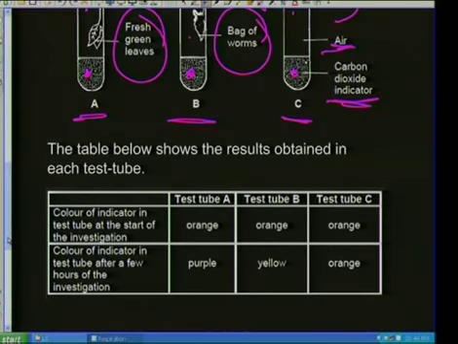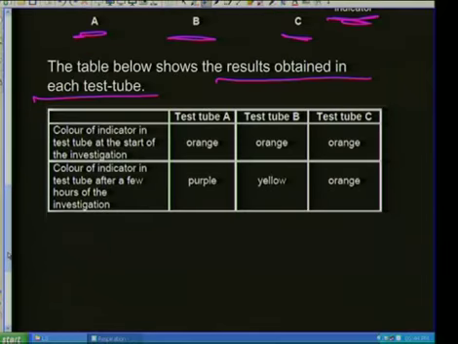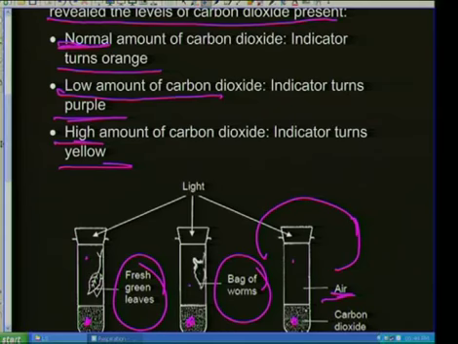The table below shows the results. Now we're looking at the results. What are these results? In test tube A, initially orange, orange, orange. It was all orange. Test tube A, at the end, after a few hours, purple, yellow, that's yellow by the way, and orange. Obviously, what must we do? We have to go back because we can't remember what they said. They said if it's normal, then it's orange.